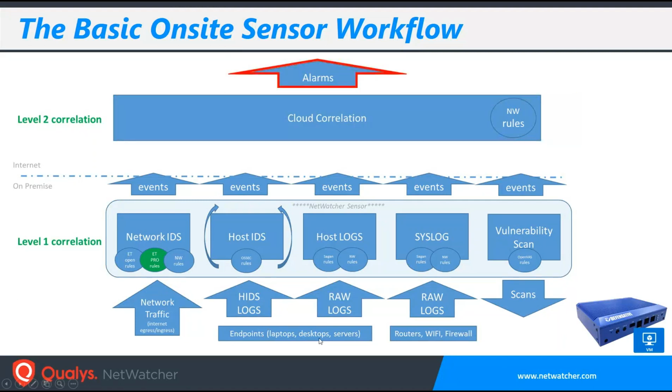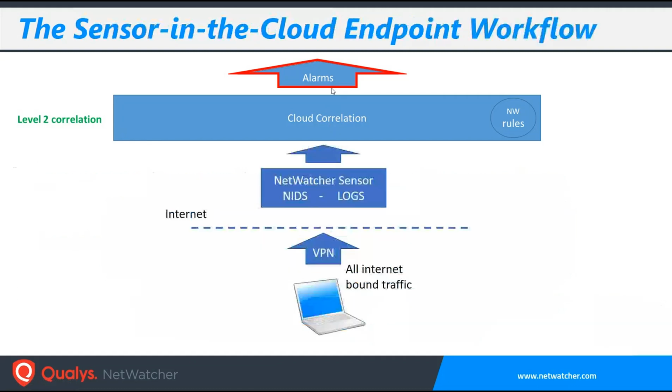So the thing to keep in mind, a lot of information going into a sensor. The sensor turns that information into events. The events send it to our cloud for another level of correlation. We call level 2 correlation to turn events into alarms if required. So that is the very high level on that.